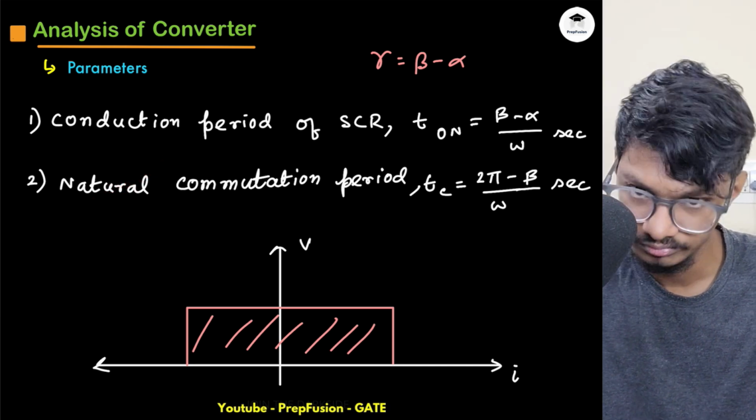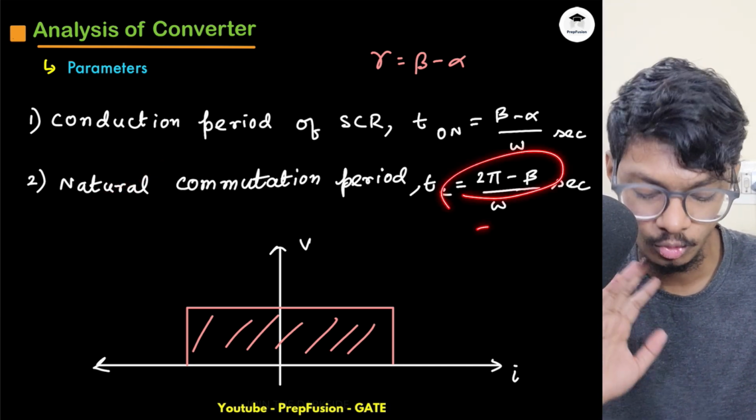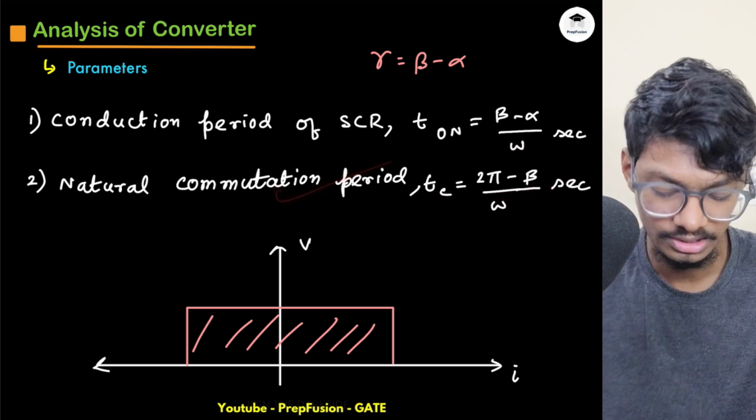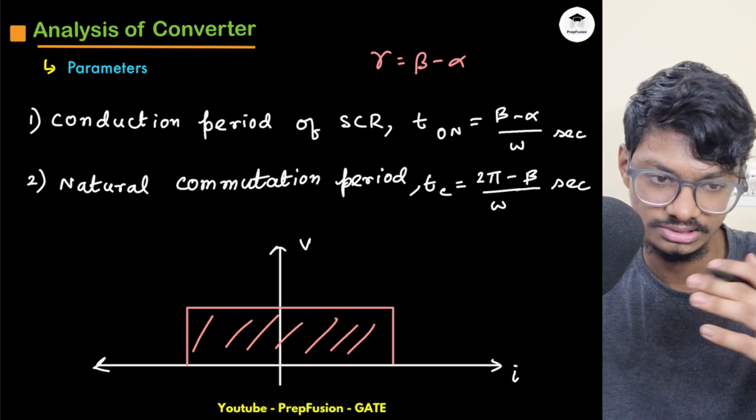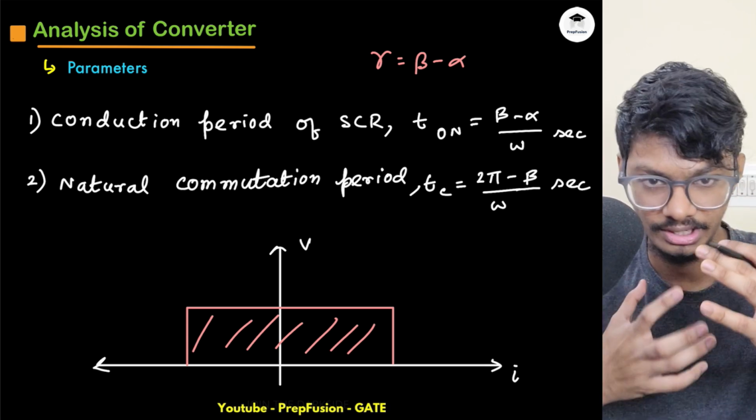The natural commutation time, it is the end period from beta to 2 pi. So 2 pi minus beta by omega will be the natural commutation period. And again, this is a 2-quadrant converter, because this is delivering as well as supplying energy to the source, right?